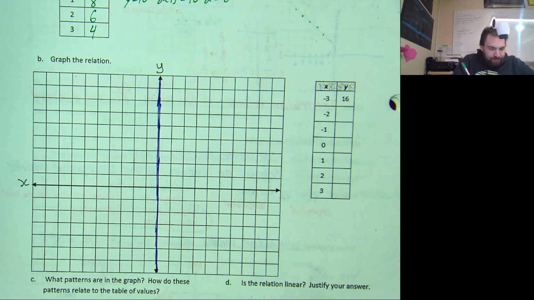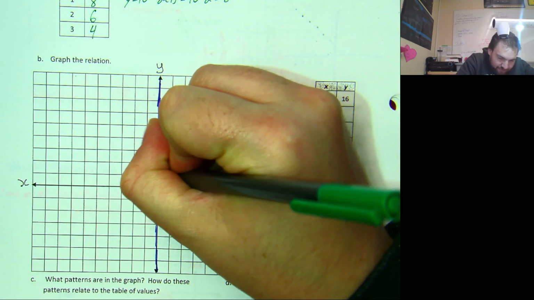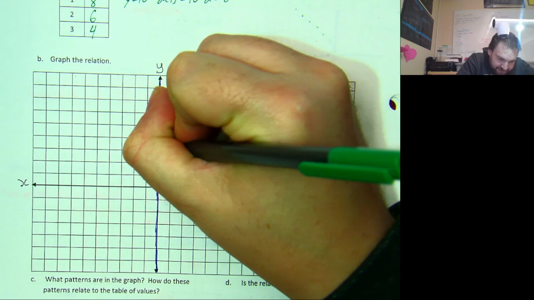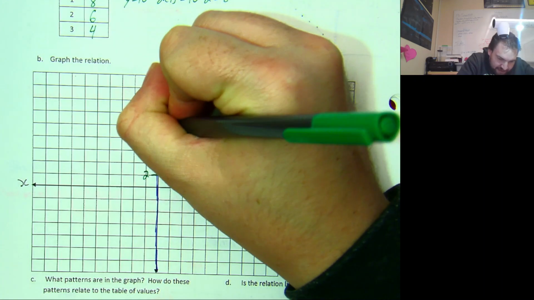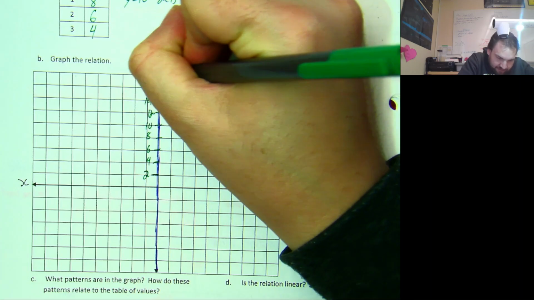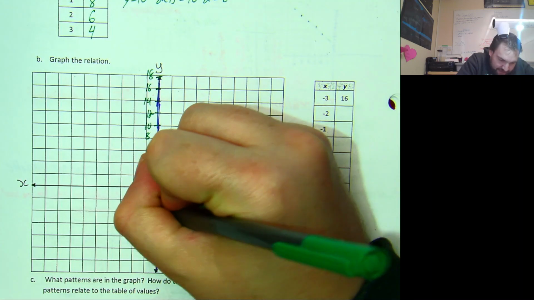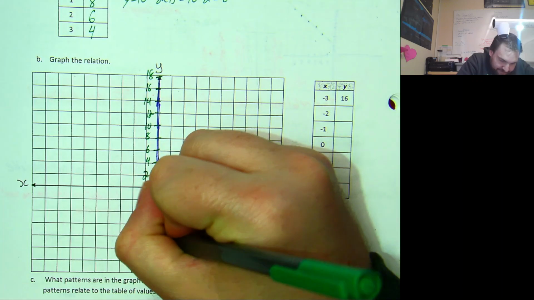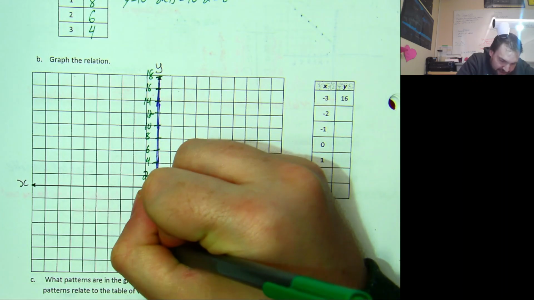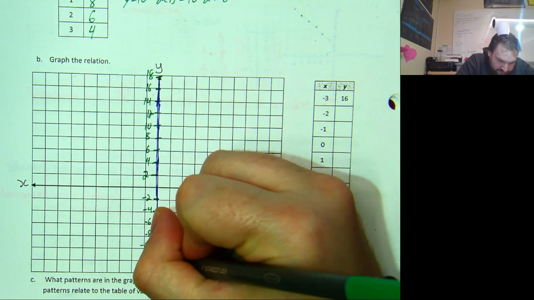So let's do it. If I go by 2 here, I'm going to go 2, 4, 6, 8, 10, 12, 14, 16, 18, which means downwards I'm going to have -2, -4, -6, -8, -10, -12.